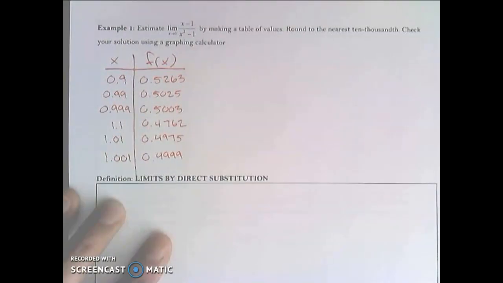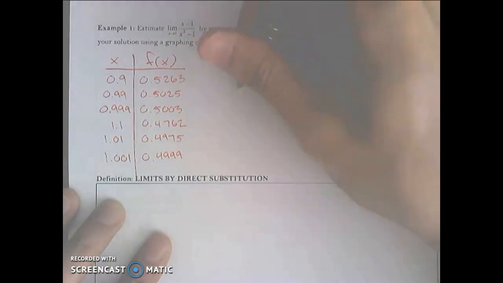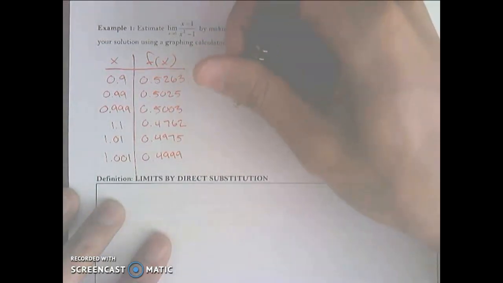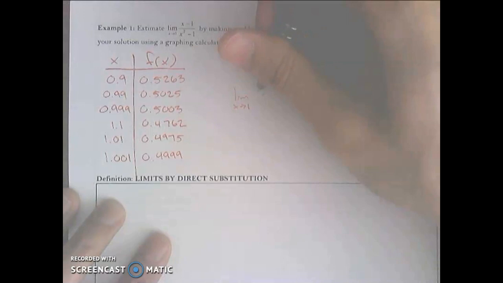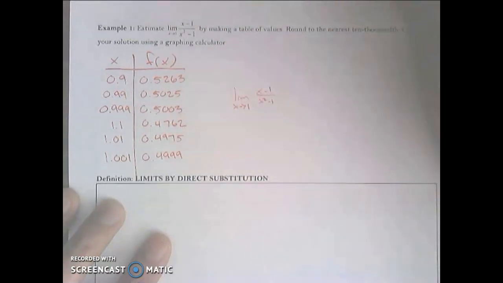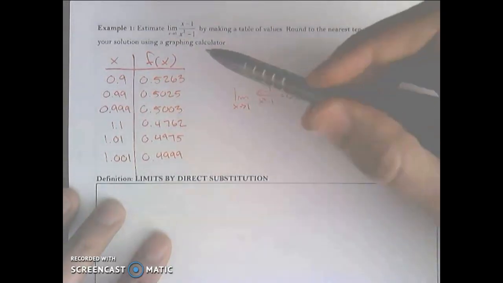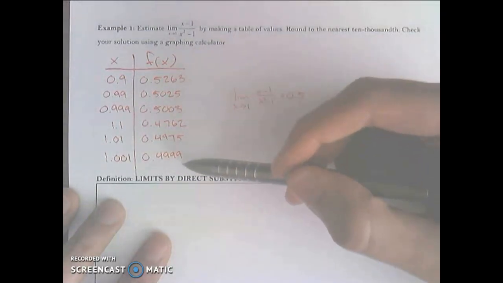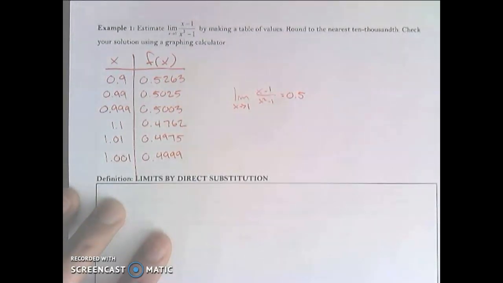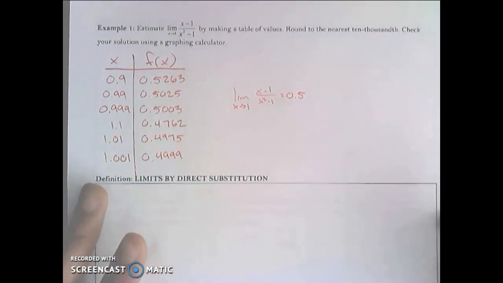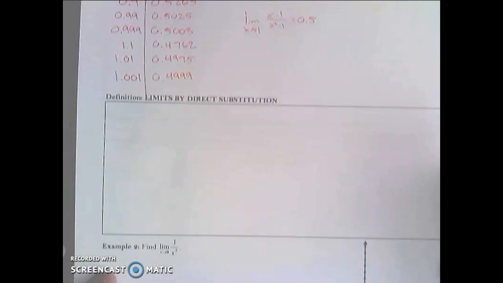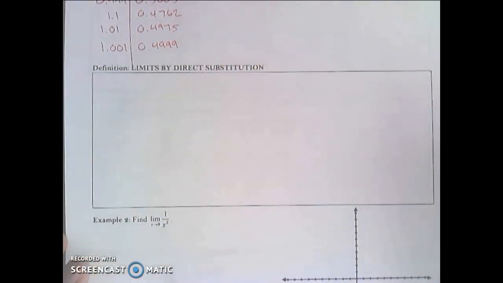So looking at this table of values, we can conclude that the limit as x approaches 1 of x minus 1 over x squared minus 1 is about 0.5. We're getting closer and closer to 0.5000. So let's now talk about limits by direct substitution. This is another way that we can evaluate limits.